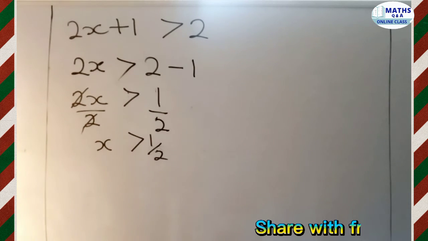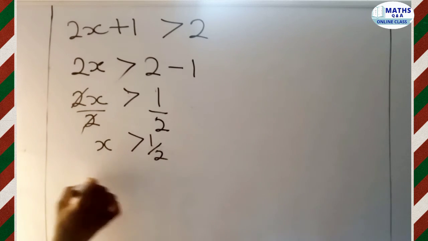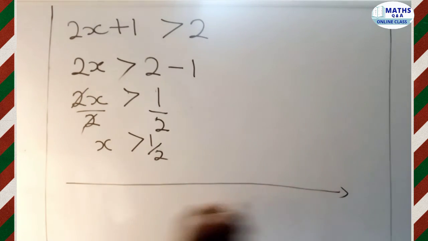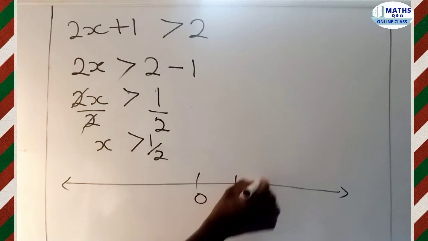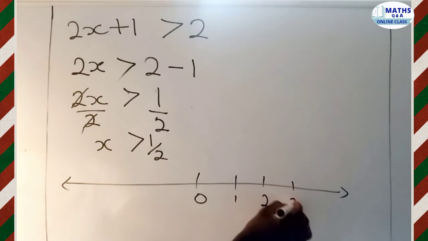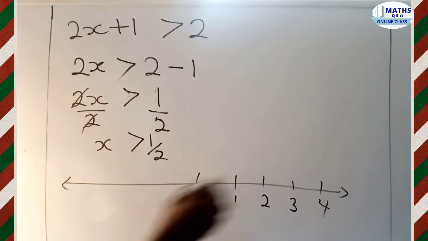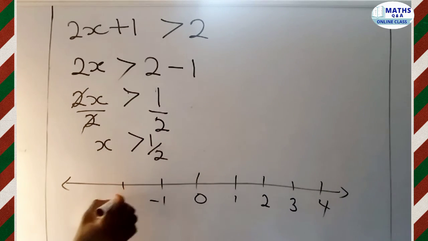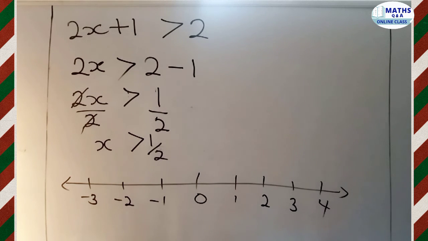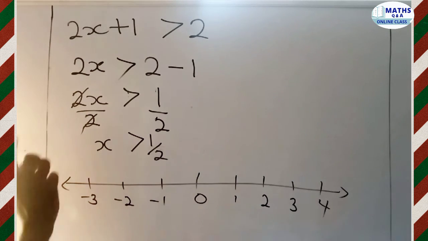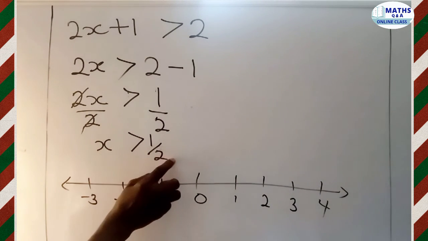Now that we have x > 1/2, we have to illustrate this answer on a number line. So let's draw a number line. We have 0, 1, 2, 3, 4, and the rest. We have negative 1, negative 2, negative 3, and the rest. After having this number line, now we have x greater than half.